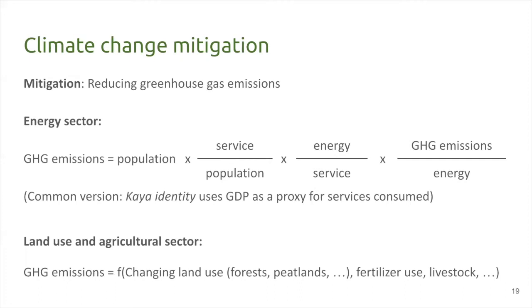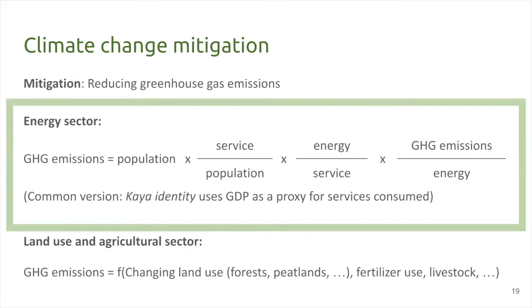For the land use and agricultural sectors, this is not as clear cut, and the greenhouse gas emissions are a function of more complex changes in land use, for example, in forests and peatlands, fertilizer use in agriculture, or livestock. And we're going to start by focusing on the energy sector.